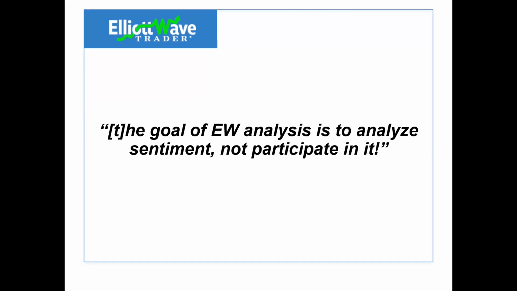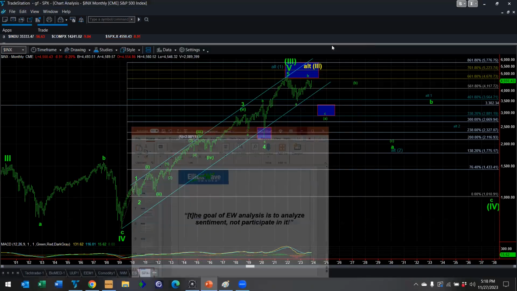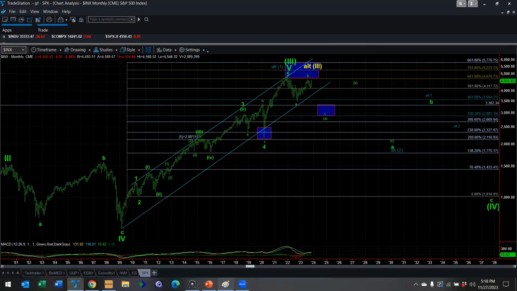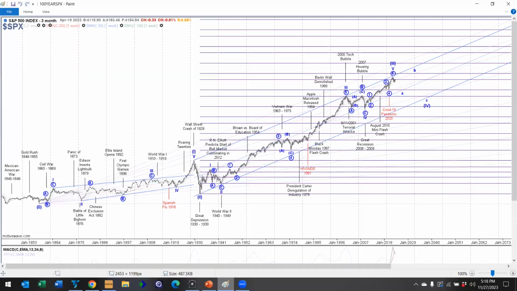So I'm going to now come out of this and go to my charts, and we're going to start discussing what I'm seeing in the charts with your basic understanding of that five-wave pattern. Okay, so let's go through here. Now, this is a 100-plus year structure of the S&P 500.